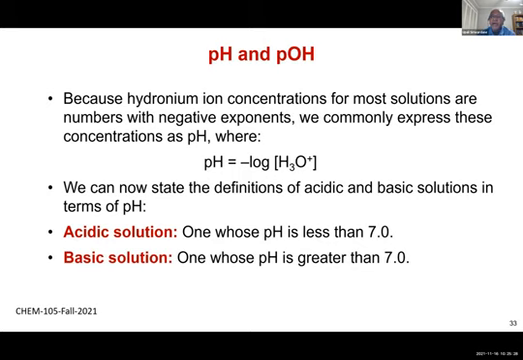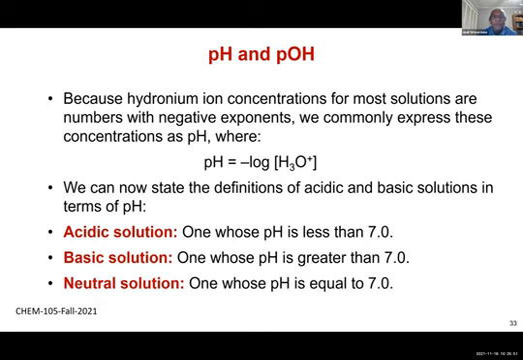Therefore, the ion product of water, Kw, gives us a convenient way to indicate the acidity or basicity of an aqueous solution. Neutral solution pH is 7. Greater than 7 is basic. Less than 7 is acidic. You already knew about it, I assume.